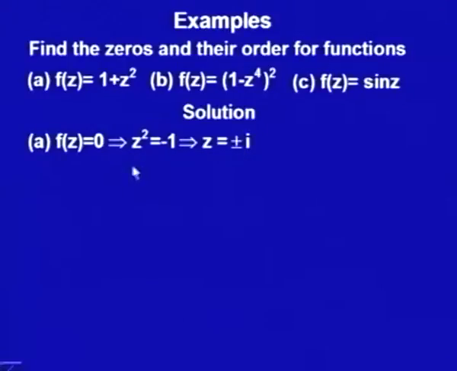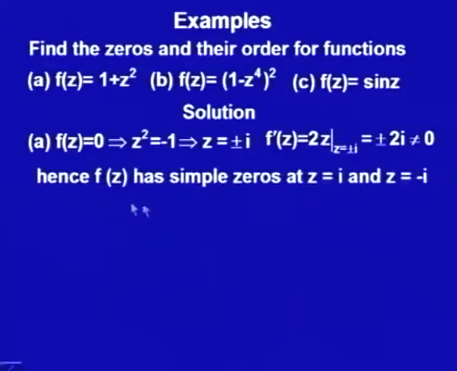Now, if I take f dash(z), that would be 2z. So, at z is equal to plus or minus i, that would be plus or minus 2i, which is not 0. So, f dash(z) at z is equal to plus or minus i would be plus or minus 2i, which is not 0. Hence, it is a simple zero. So, here plus and minus i are simple zeros of this function 1 plus z square.